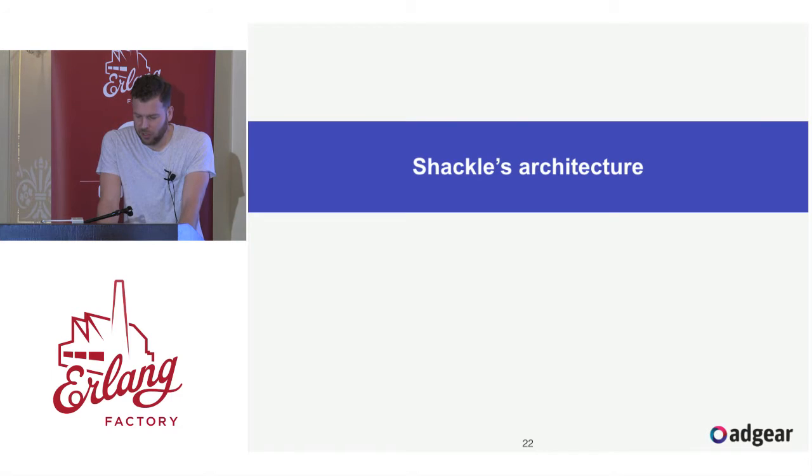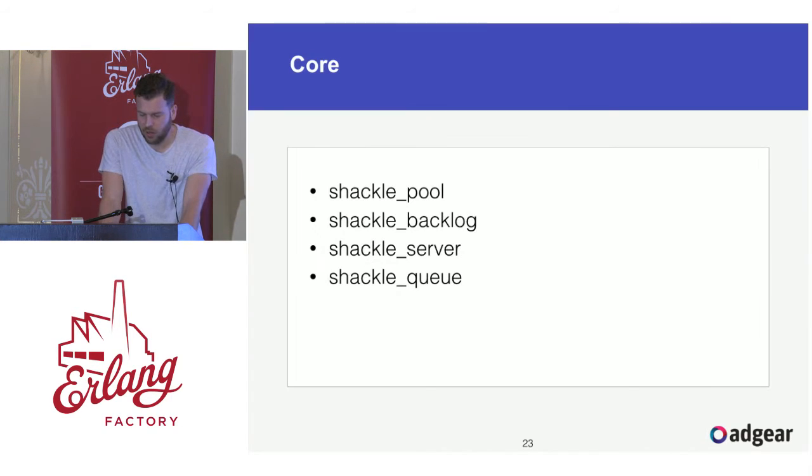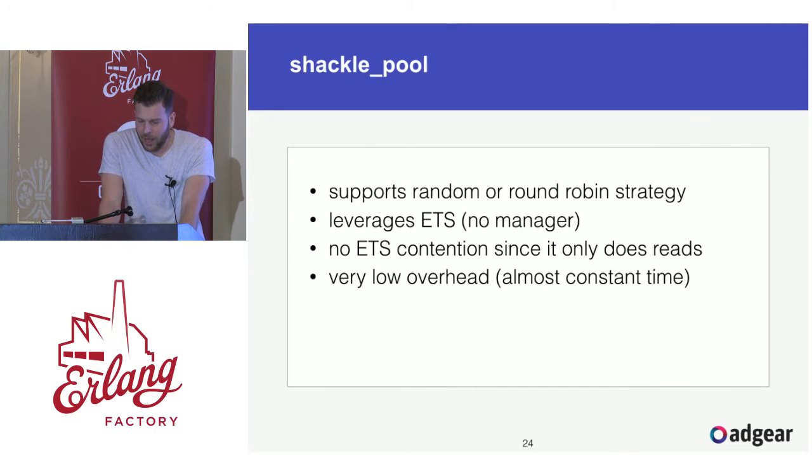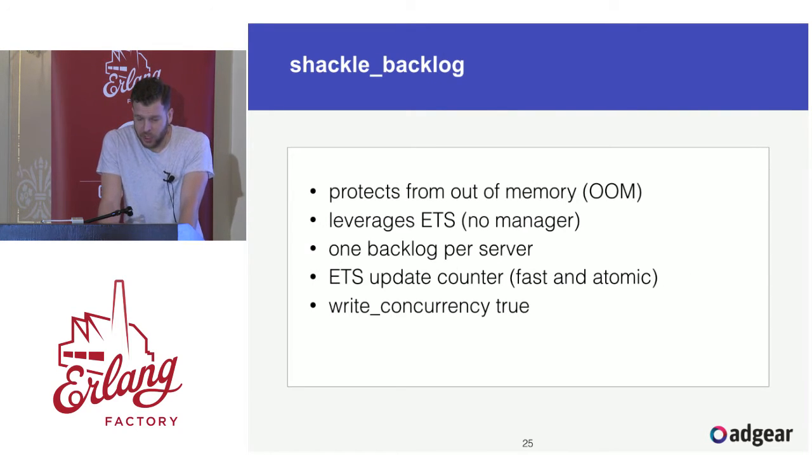From there, I'm going to talk a little bit about the architecture of Shackle. Shackle is fairly simple, so there are four core modules: Shackle Pool, Shackle Backlog, Server, and Queue. The Shackle Pool supports two different strategies for picking the clients, random or round robin. Round robin is the default. Again, it leverages ETS, so there's no manager. And there's no ETS contention since we're always just doing reads to that table. The pool itself is very low overhead. It's almost constant time.